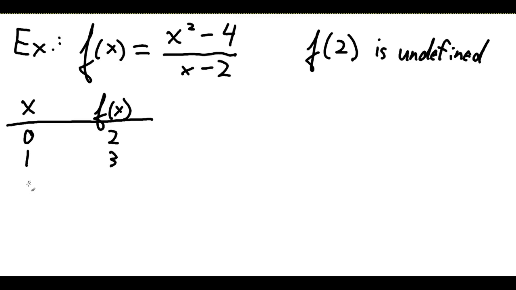Okay. I'll skip a little bit of space here. Hop on up to 3. 3 squared is 9. 9 minus 4 is 5. 3 minus 2 is 1. 5 divided by 1 is 5. And let's look at 4. 4 squared, 16, minus 4 is 12. 4 minus 2 is 2. 12 divided by 2 is 6.